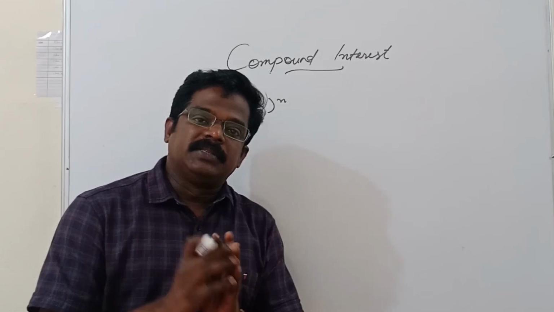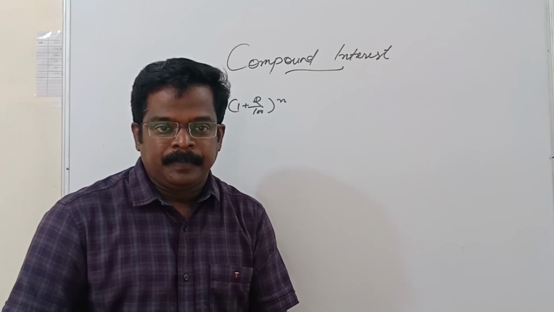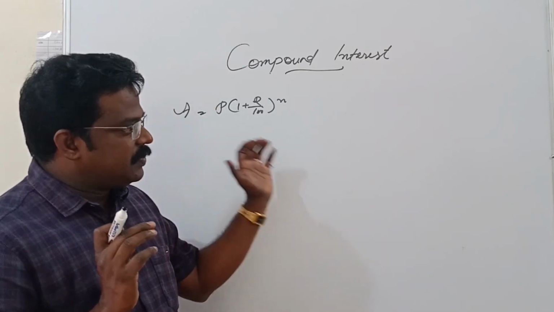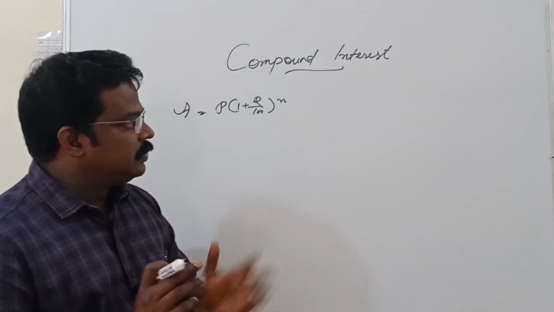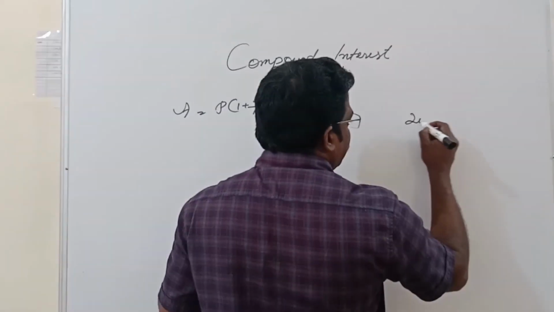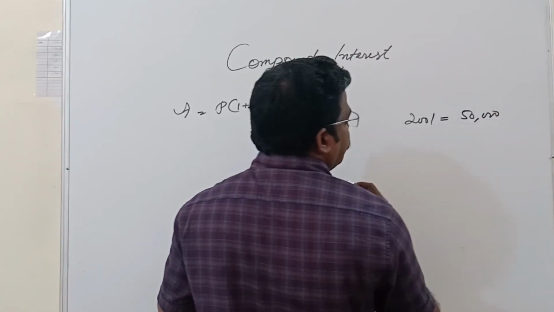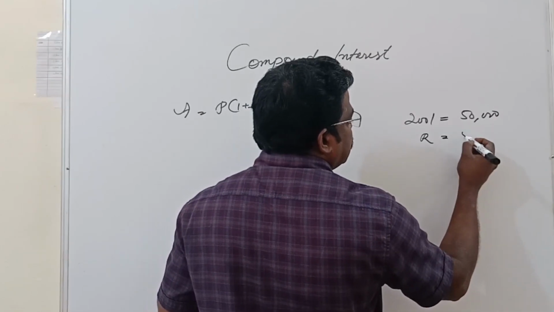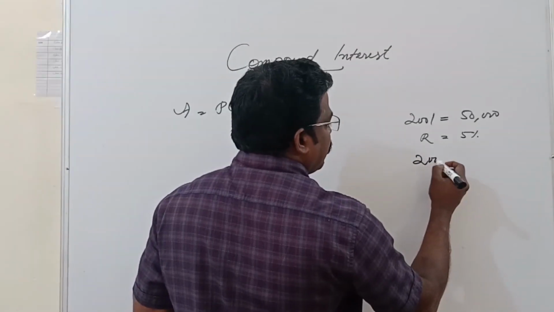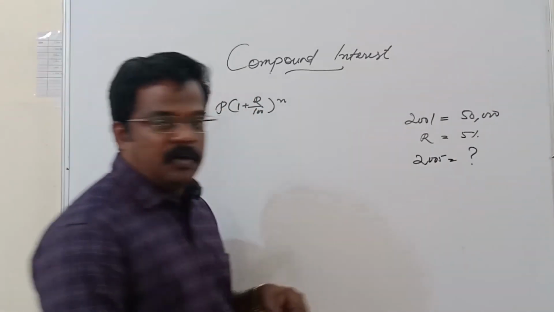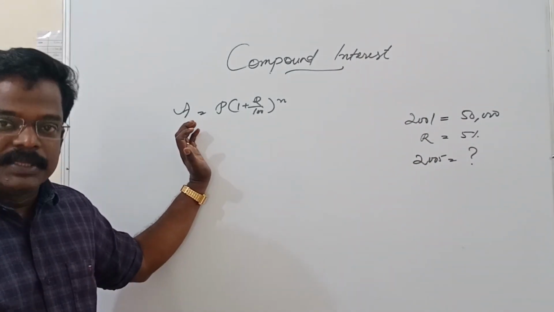Sometimes or in some cases we have to use this equation for finding some other questions' answers also. That is, in a city, the population is increasing every year with a fixed rate. So just imagine, in 2001, the population of the city was 50,000. Okay, so the rate of increase is 5%. So in 2005, what is the population of that city?